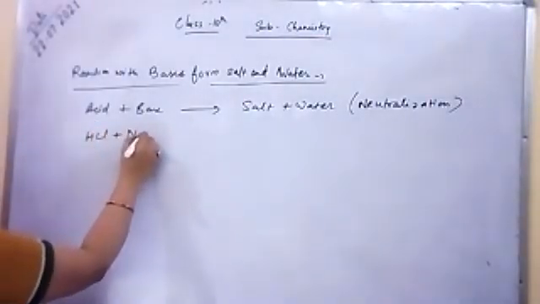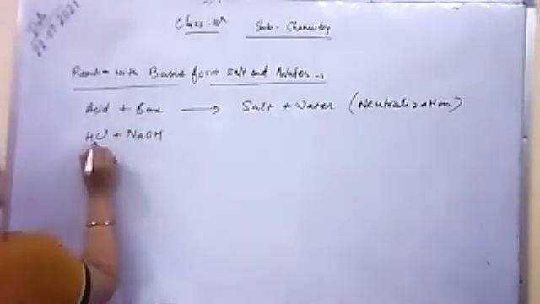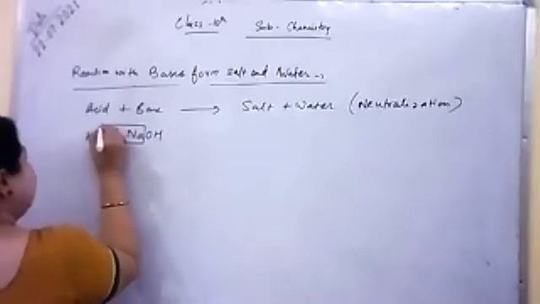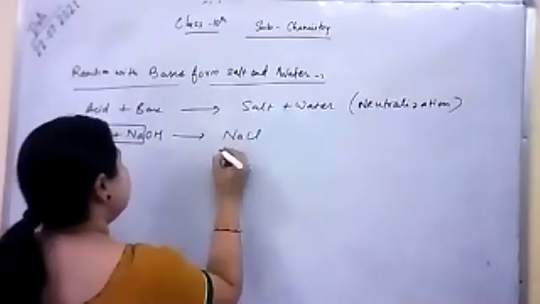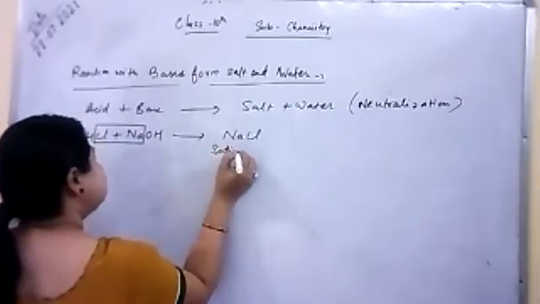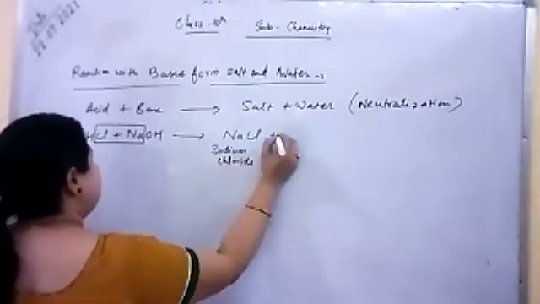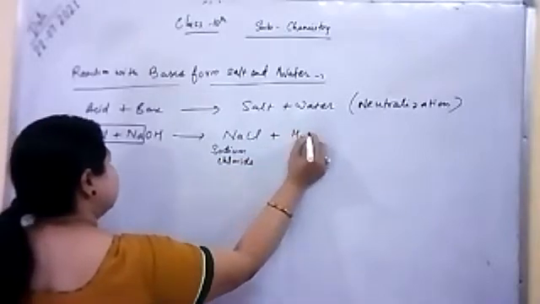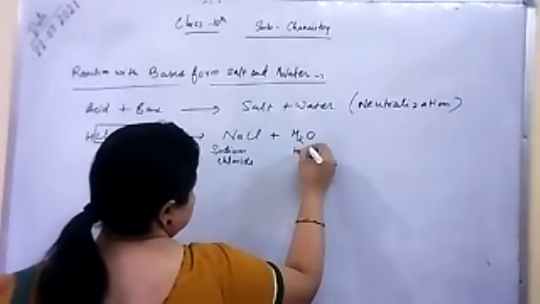HCl plus NaOH. So what will we form here? This Cl will react with this Na and it will form a salt. This is called NaCl, or its name is sodium chloride, plus there will be a water molecule also formed. This is water.